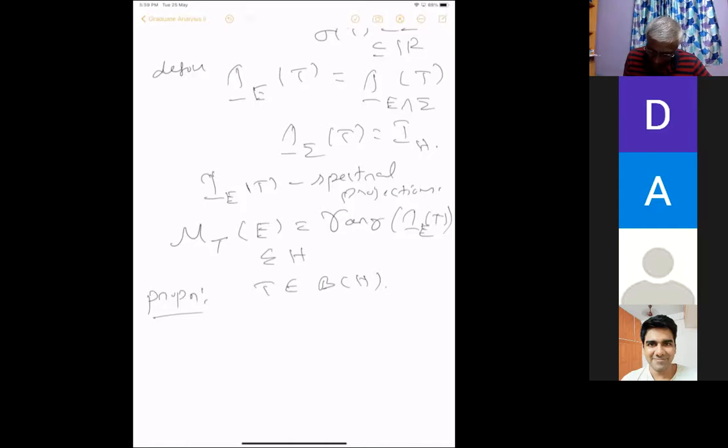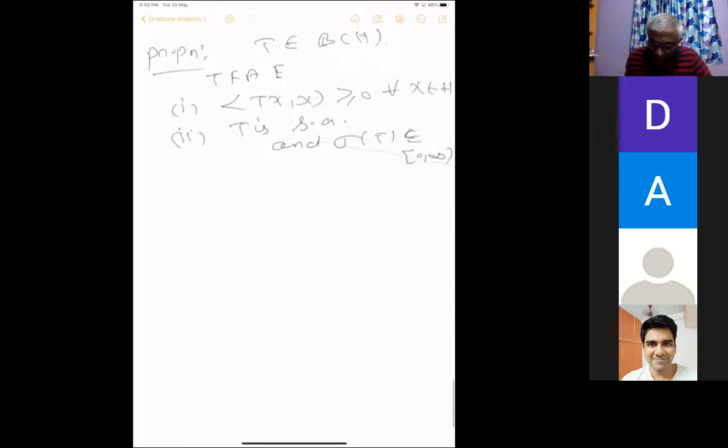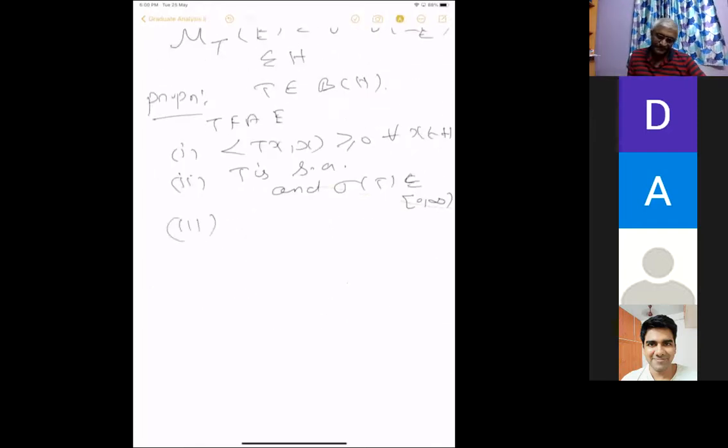Proposition: if T is an operator in B(H), then the following are equivalent. One, <Tx, x> is greater than or equal to 0 for all x in the Hilbert space H. Two, T is self-adjoint and sigma of T is contained in [0, infinity); the spectrum is contained in the positive half line. Three, there exists a self-adjoint operator S in B(H) such that S squared equals T.